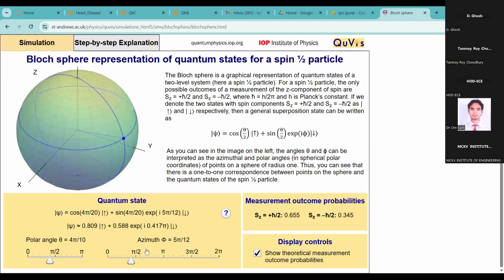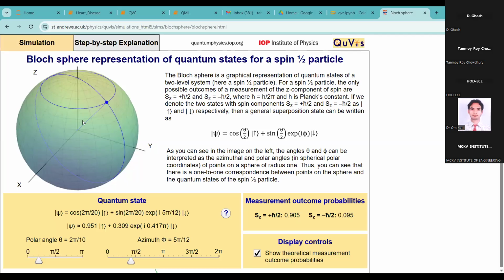Now, look at this. If I change this, you can see the probability of getting a 0 is around 0.9. That is, 90% of the measurements will yield a 0 bit, and around 10% will yield 1. And you can see, because this vector is very close to the North Pole, the projection to the North Pole is very high as compared to the South Pole.